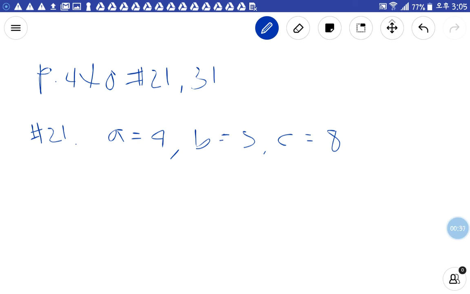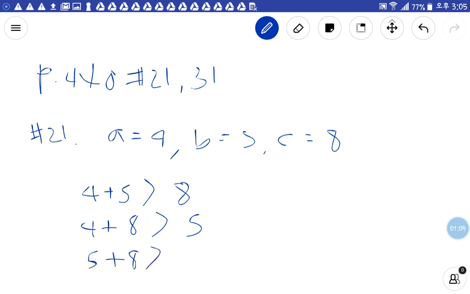In this case, C is the longest side, and the sum of A and B, which is 4 plus 5, is bigger than 8. You have to check all of them. Adding A and C should be bigger than B, and adding 5 and 8, which is B and C, should be bigger than 4. So everything is okay, and you can make one triangle.